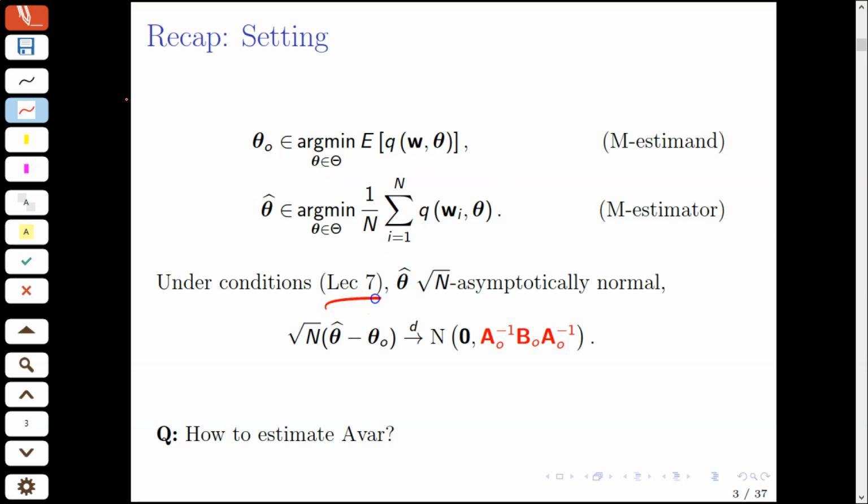Now in the last lecture, that is lecture 7, we established that under a certain set of conditions, one may show that the sequence of M-estimators is root n asymptotically normal. That is, the M-estimator centered at the true parameters and then scaled by the square root of the sample size converges in distribution to a normal with zero mean and variance of a sandwich form. The main goal of this lecture is to establish methods for estimating this asymptotic variance in a consistent manner.